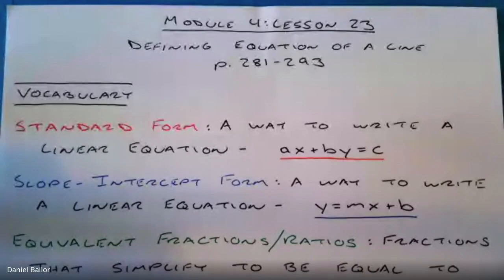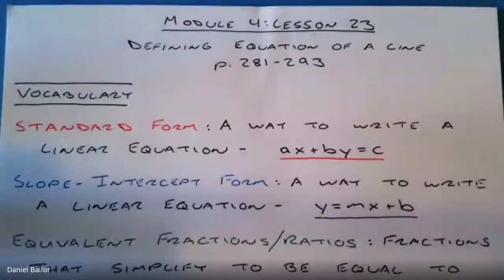Hello class, welcome to the next lesson in 8th grade Eureka Math. We're working in Module 4, Lesson 23 today. Lesson 23 is called the Defining Equation of a Line. So we are going to talk about equations of lines today, which we've been talking about a lot, but there's a little idea that we want to share with you today.